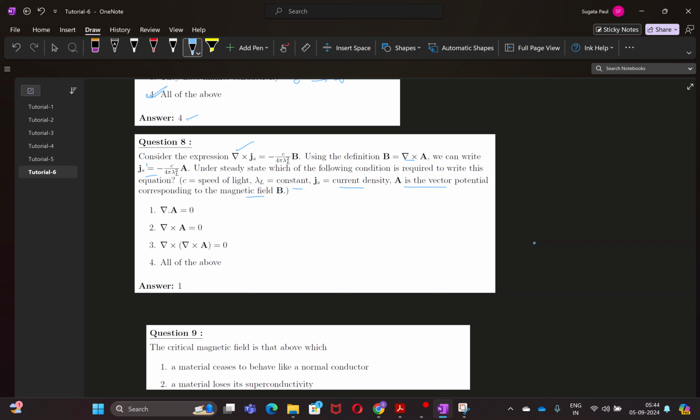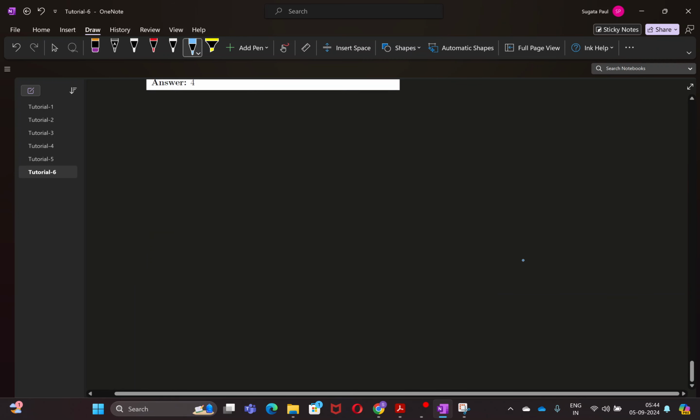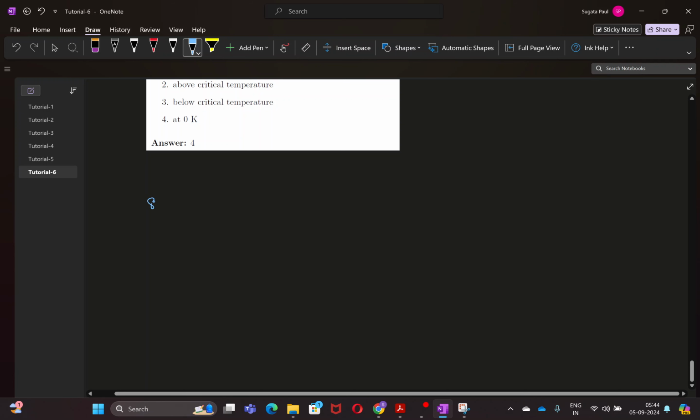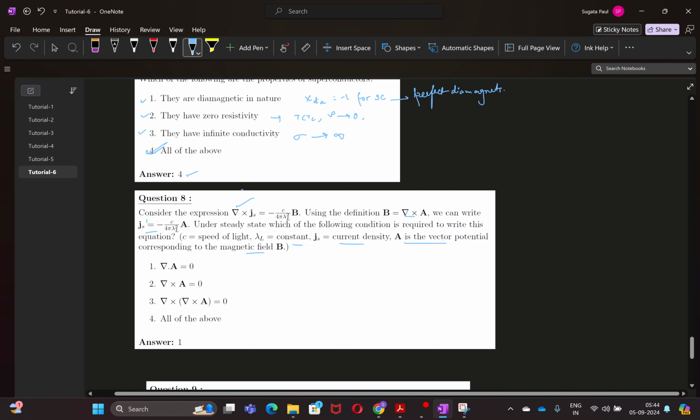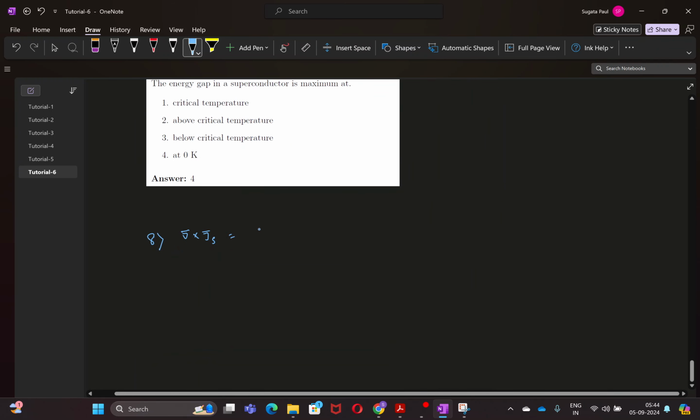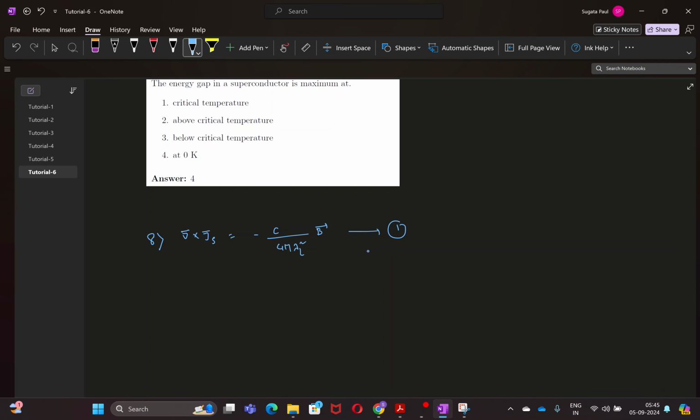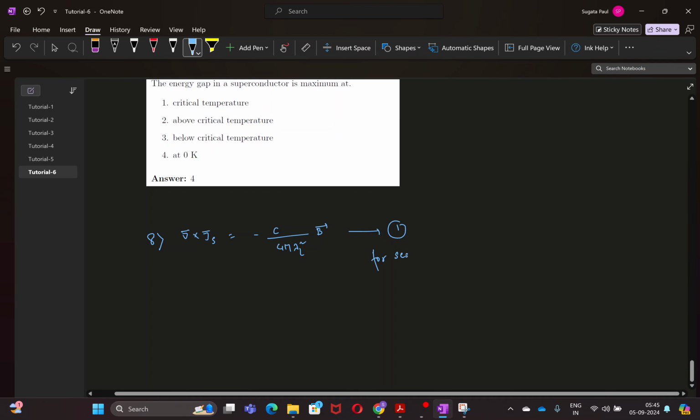So let me first write down the equation. It is written that curl of J is equal to minus c by 4 pi lambda L square B vector. So this is equation number 1. Now this is valid for superconductors.